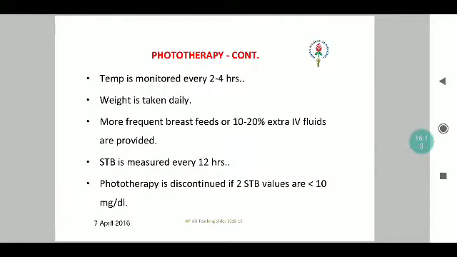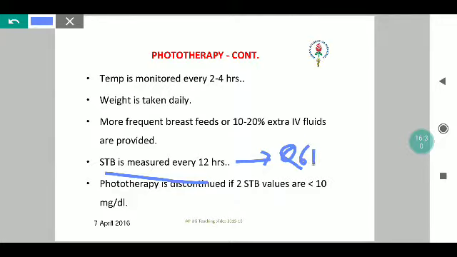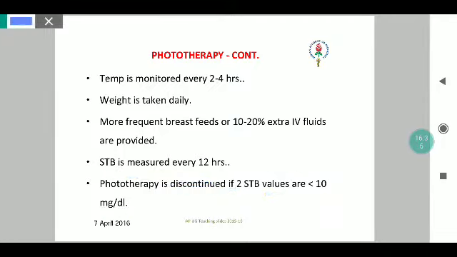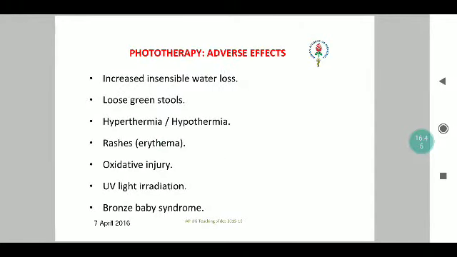The temperature of the baby is monitored every second to fourth hourly, and weight is checked every day. More frequent breastfeeds are given, and IV fluids are given if the signs of dehydration are present in the baby. And by protocol, it is recommended to measure the serum bilirubin every 12 hours initially, but new guidelines do recommend that measurement every 6 hourly is better. And phototherapy is generally discontinued if two values are less than 10 mg per deciliter. The reason for two values is to ensure that it is not because of the reversible form and the irreversible oxidation reactions have occurred.